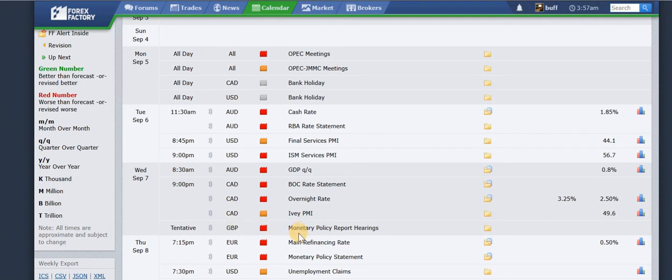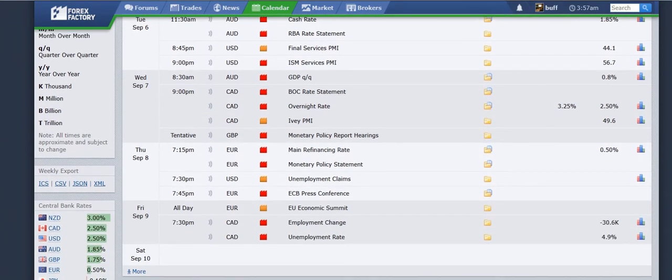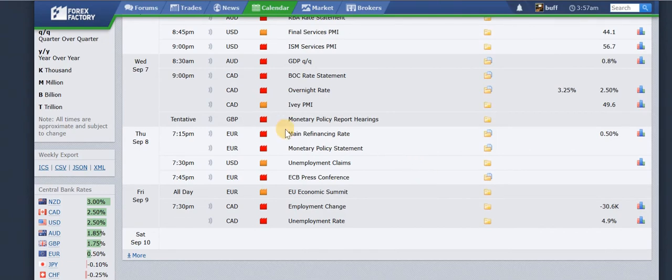What else we got? Out of the UK, monetary policy report hearings, not even sure what that is. If you want to know what it is, just click on this little yellow box here and it should bring up some information on it. Then we go into the Thursday European interest rate news. That's the main refinancing rate. Not sure what it's at the moment. If it's going to go up, there's not much information as yet. So that may affect the euro. Then the ECB press conference, which will be in regards to the main refinancing rate.